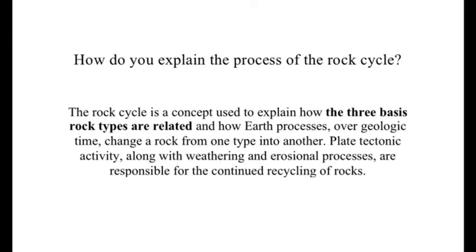That's all for the experiment. How do you explain the process of the rock cycle? The rock cycle is a concept used to explain how the 3 basic rock types are related and how Earth processes over geological time change a rock from one type into another. Plate tectonic activity along with weathering and erosional processes are responsible for the continued recycling of rocks.